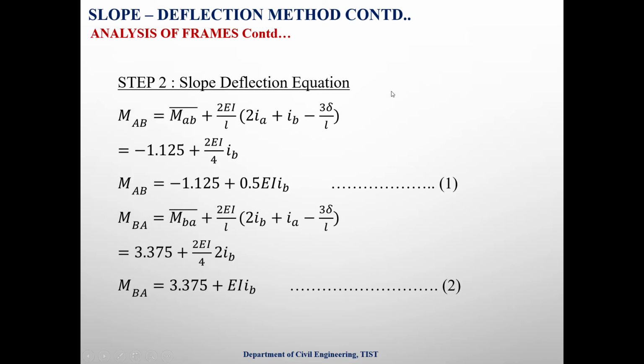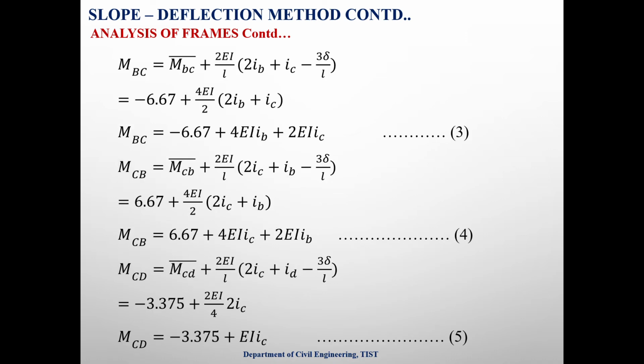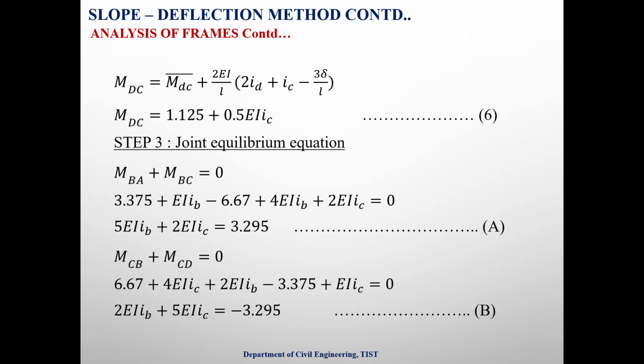Then in the slope deflection equation, substitute all the fixed end moments. Delta is equal to 0, θA is equal to 0 and θD is equal to 0. Then we will get the equations number 1, 2, 3, 4, 5 and 6. After getting the slope deflection equations, write the joint equilibrium equations.